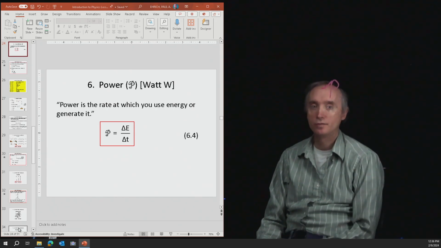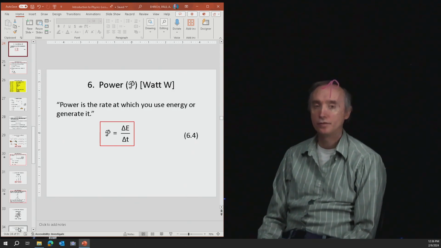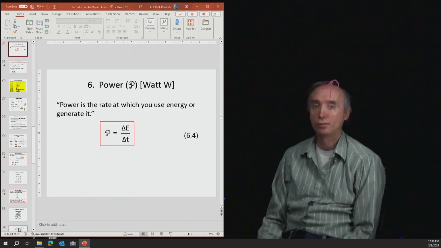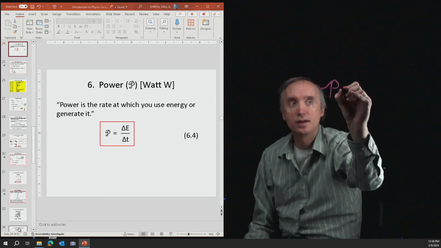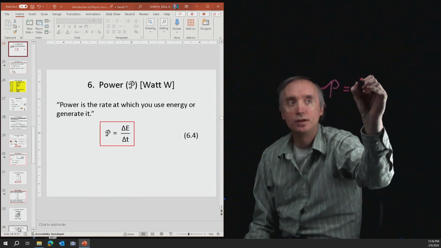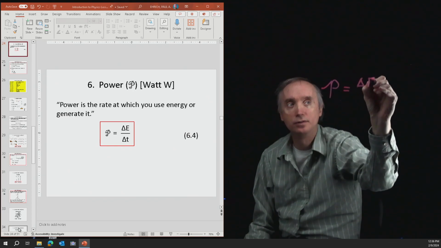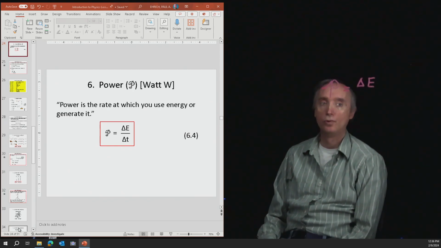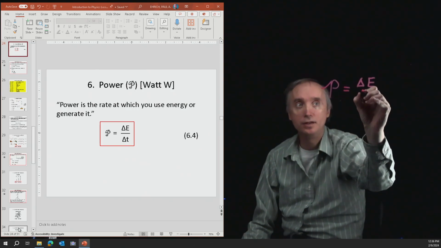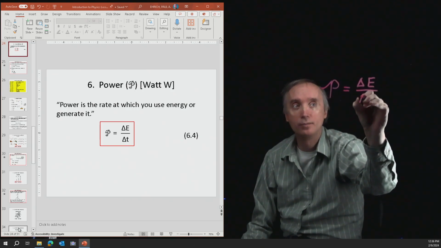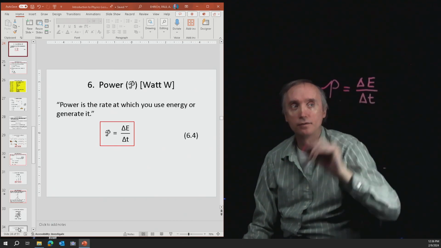So I'm going to use a cursive P for power, and the definition of power is the rate at which you use energy, or it could be the rate at which you generate energy. So let's take a look at this formula here, and it says that power is going to be the amount of energy that you use, or the amount of energy that is being generated, in a certain amount of time. So T for time.